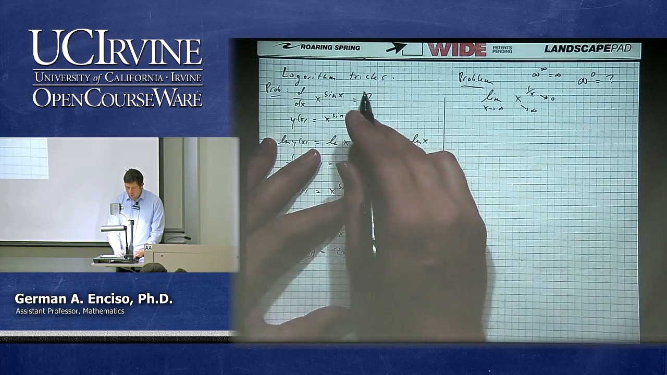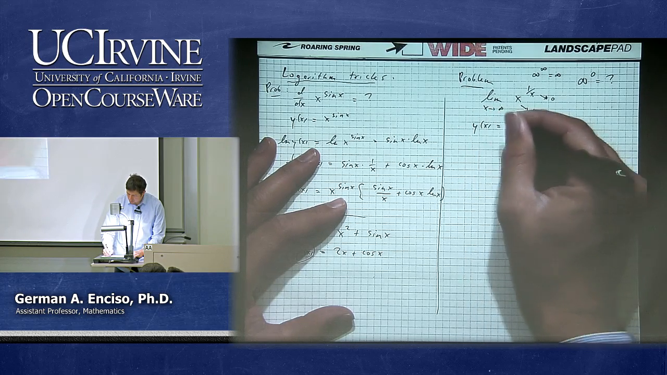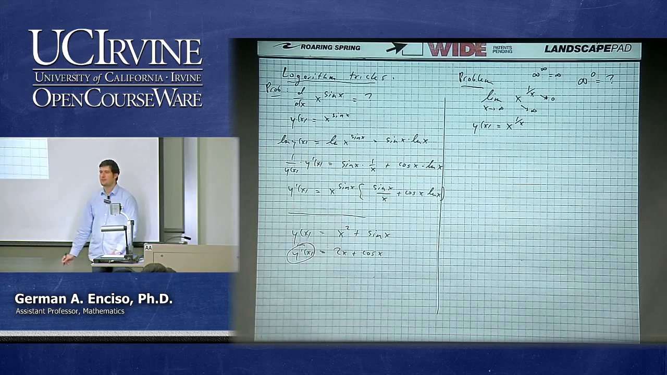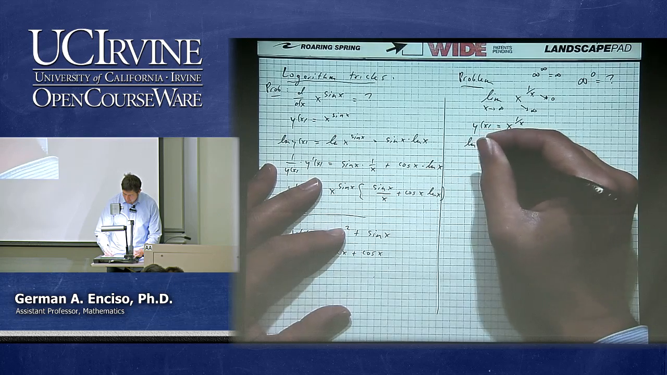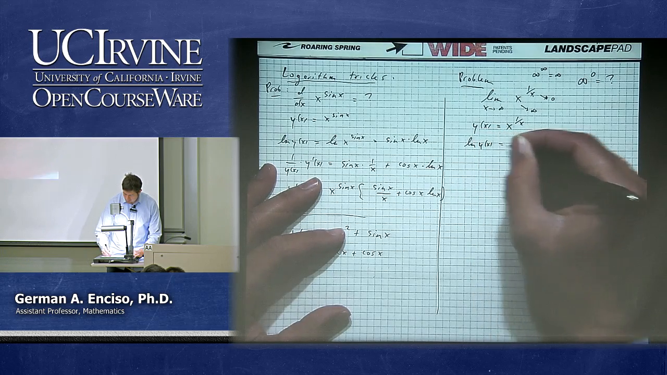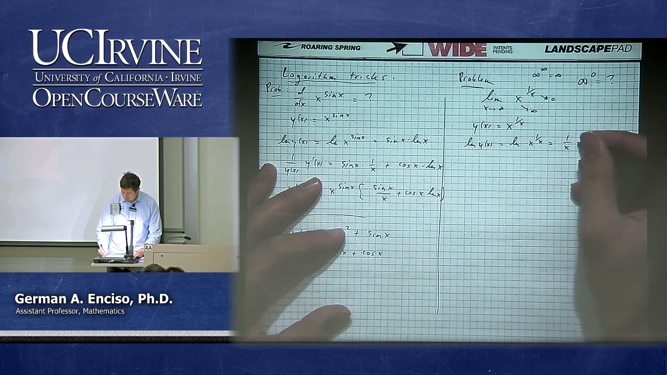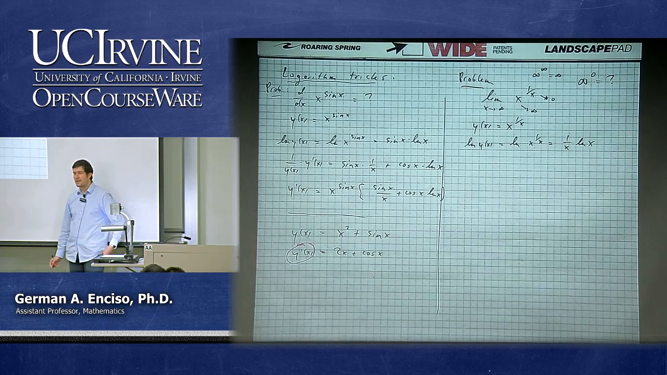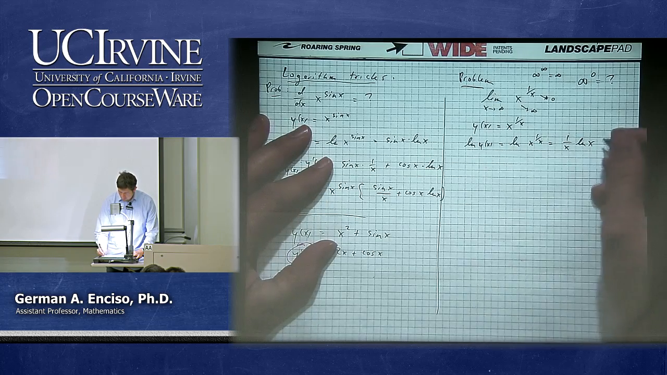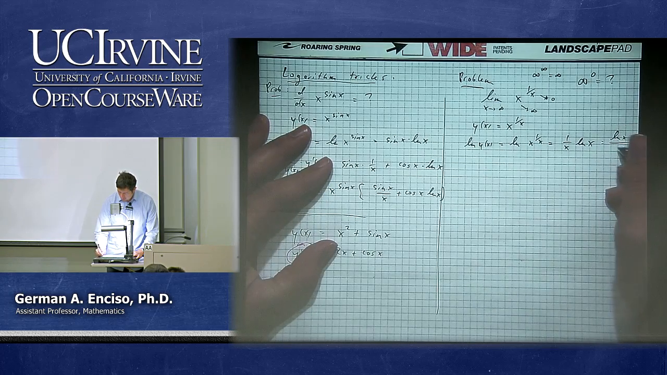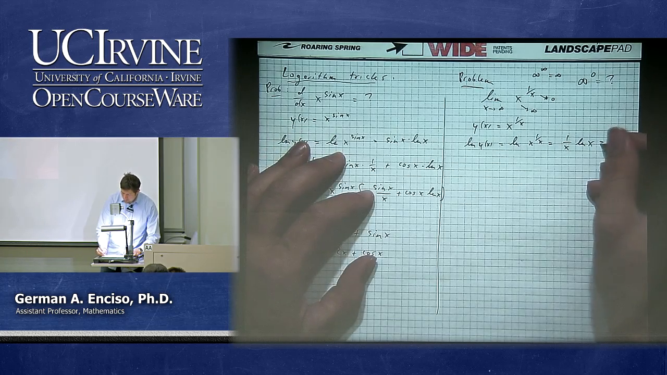Well, once again, we're going to use logarithm as a trick. And the idea is to write y of x equals x to the 1 over x, and then take the logarithm of y. Same thing as before. This is 1 over x times log of x. And of course, this is ln x over x. Okay, great.